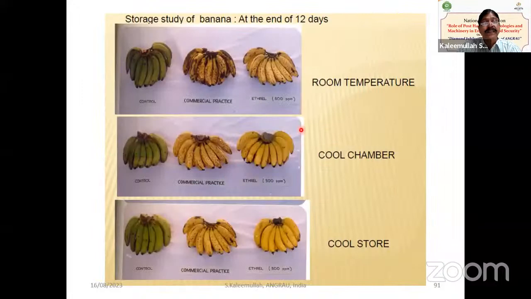And similarly, you can see these are bananas kept in the cool chamber and at room temperature. You can see that both in the cool chamber and the cool store, they look similar.